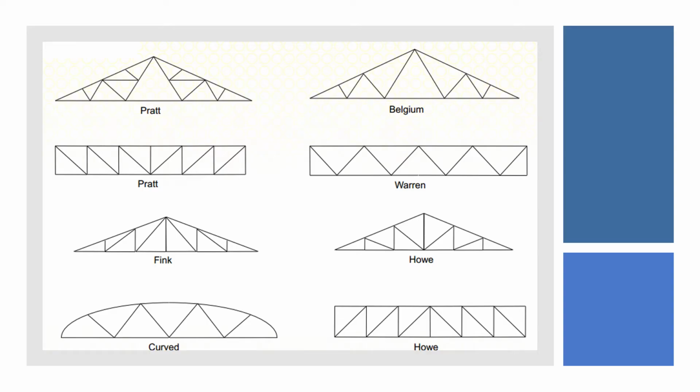Here the figure shows the truss types. We have a Pratt in triangular shape. Also we have a Pratt in rectangular shape.